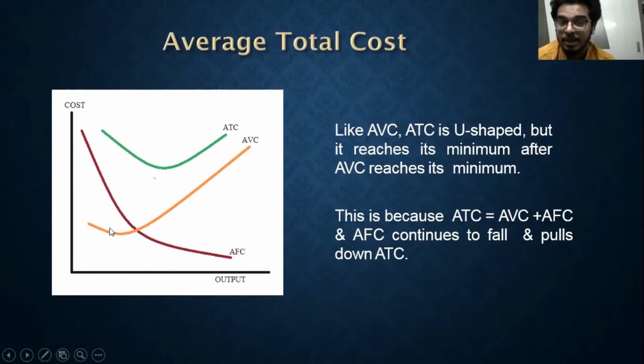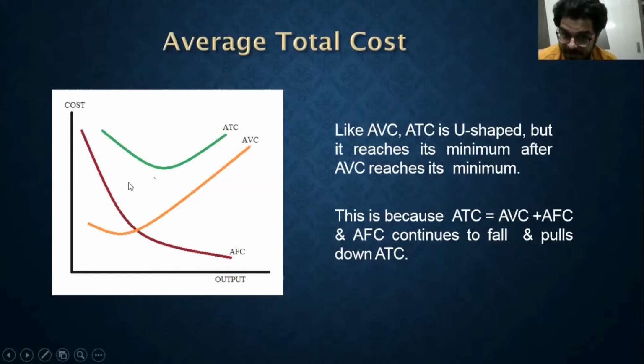Why is there a larger gap between ATC and AVC? Because AFC is this gap. So this plus AVC will get ATC. Why so? Because total cost equals total fixed cost plus total variable cost. Total cost divided by Q is total variable cost divided by Q plus total fixed cost divided by Q. So average total cost equals average variable cost plus average fixed cost. So this ATC is nothing but AVC plus AFC.